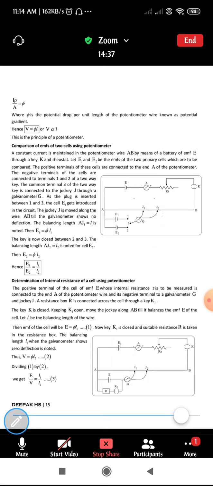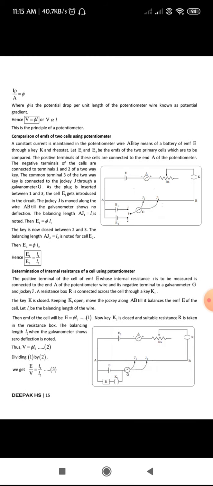A constant current is maintained in the potentiometer wire AB by means of a battery of EMF E through a key K and rheostat. Let E1 and E2 be the EMFs of the two primary cells which are to be compared. The positive terminals of these cells are connected to the end A of the potentiometer. The negative terminals of the cells are connected to terminals 1 and 2 of a two-way key. The common terminal 3 of the two-way key is connected to the jockey J through a galvanometer G.